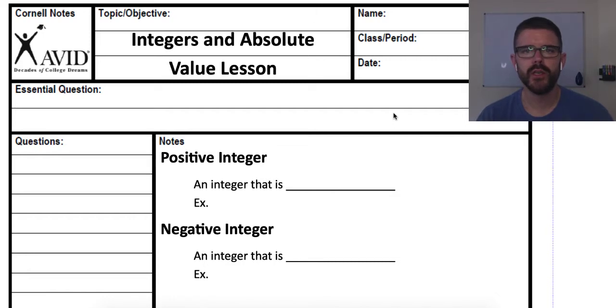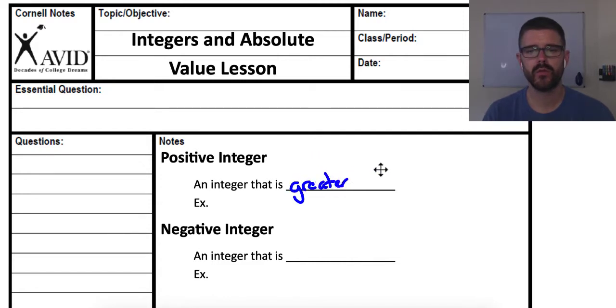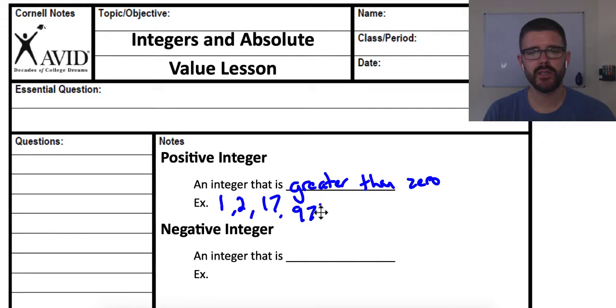Welcome to our lesson on integers and absolute value. It's kind of the starting point for our integers unit. And we're going to start with some vocabulary. Two simple ones. A positive integer is an integer that is greater than 0. So anything that is larger than 0. So we have 1, 2, 17, 976, 1 million. Any of those numbers are positive integers, numbers that we're used to.